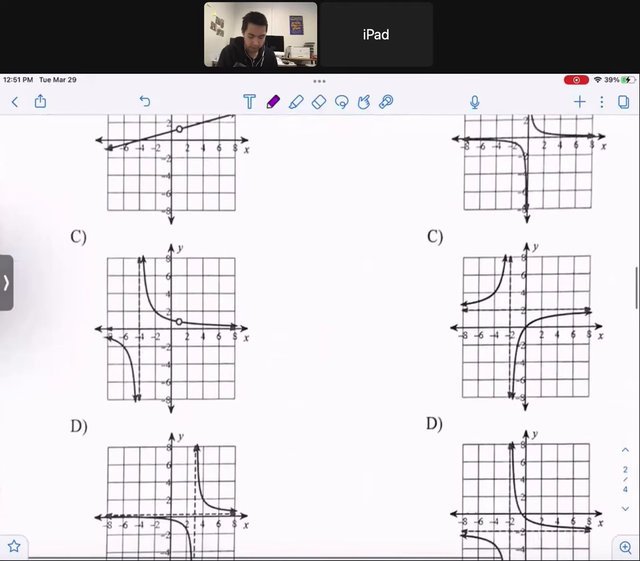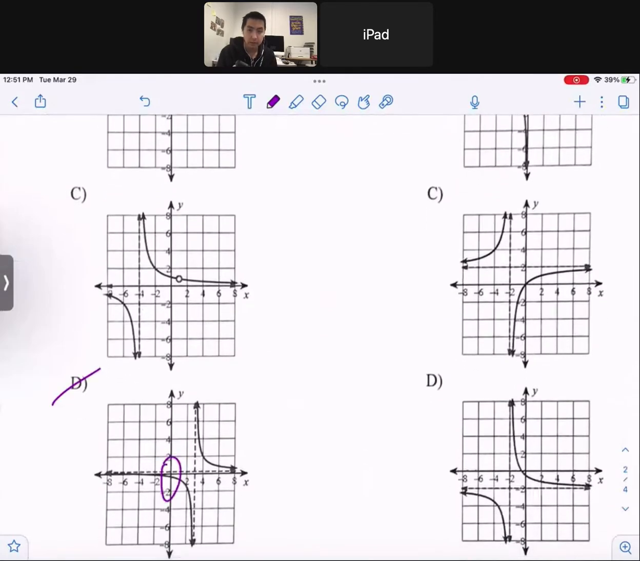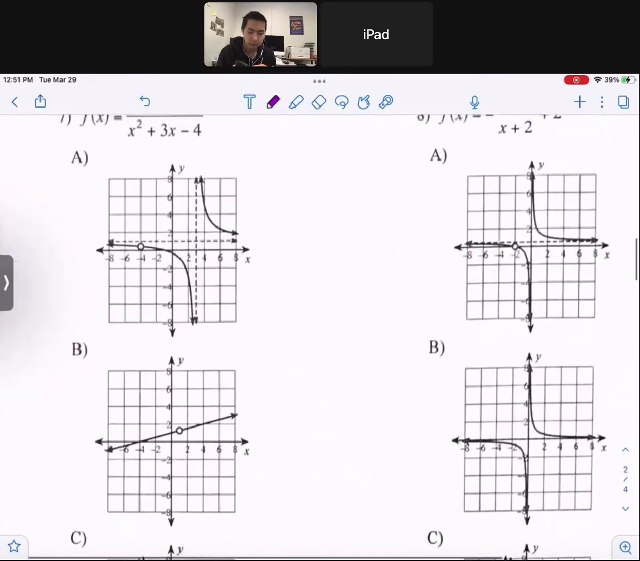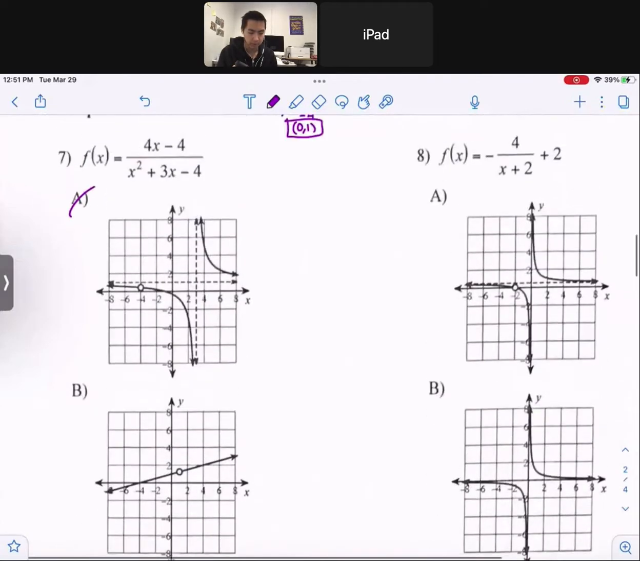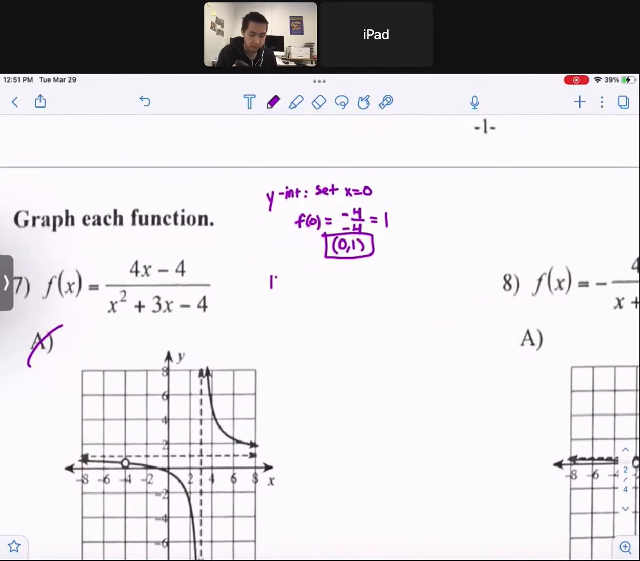0, 1. So we can eliminate this one, you guys, because that's not 0, 1. And we can eliminate this one, you guys, because that 2 is not 0, 1. So it's just a debate between B and C, right? Now let's get the horizontal asymptotes. So remember all of this terminology, you guys. If the numerator degree is higher than denominator, horizontal asymptote's none. If they're equal in degree, then you gotta look at y equals the coefficients. And if the numerator is less than the denominator, then the horizontal asymptote is y equals 0, right?